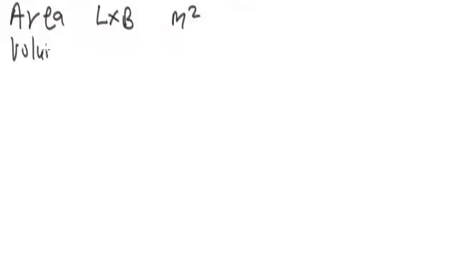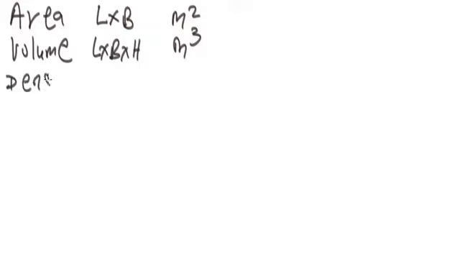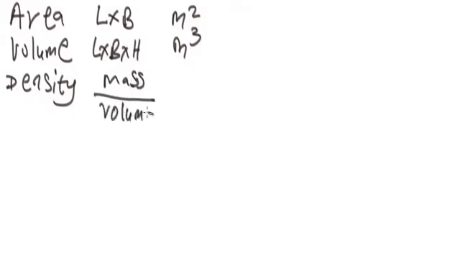We have area. Area is one of them. As you know, area is calculated using length times breadth, and its unit is meter square. We also have volume. Volume is calculated using length times breadth times height, and its unit is meter cube. We also have density. Density is calculated using mass over volume. So the unit of density is kilogram per meter cube.